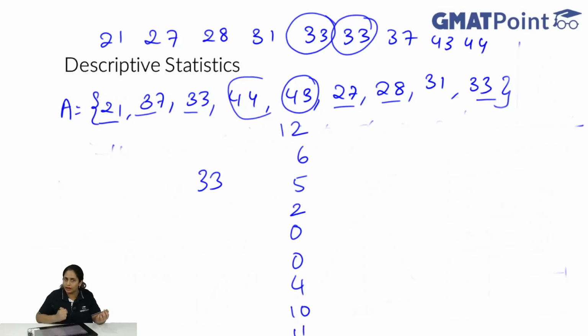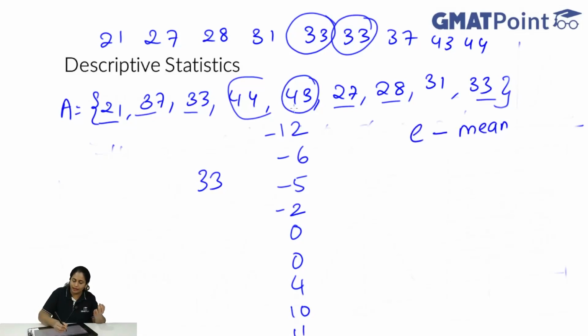If I take a square of this and add it all up, this is basically minus 12, minus 6, and so on, and then plus 4, plus 10. So basically if I take 21 minus 33, 27 minus 33, these are the values that I get. This is basically the element E minus the mean as such.